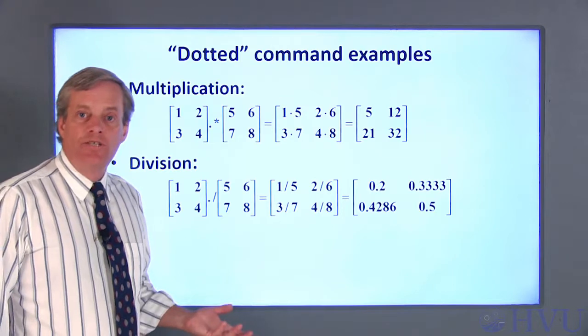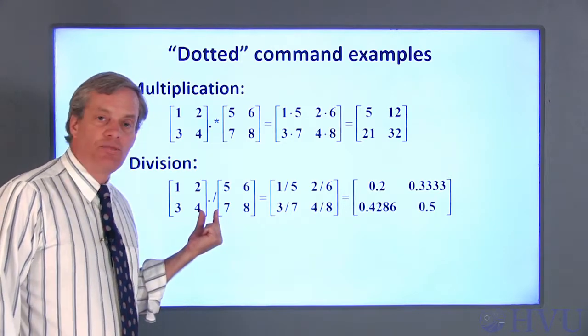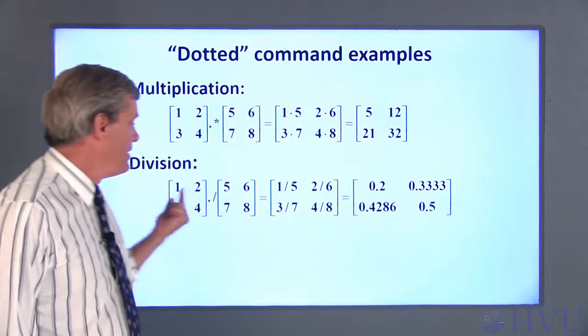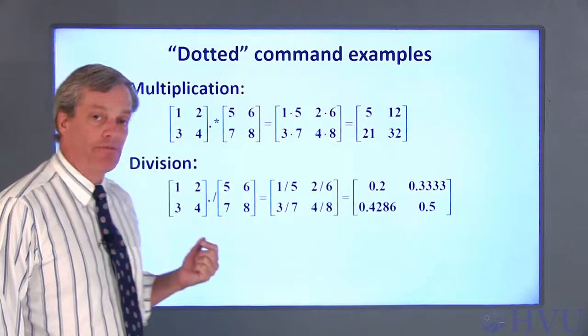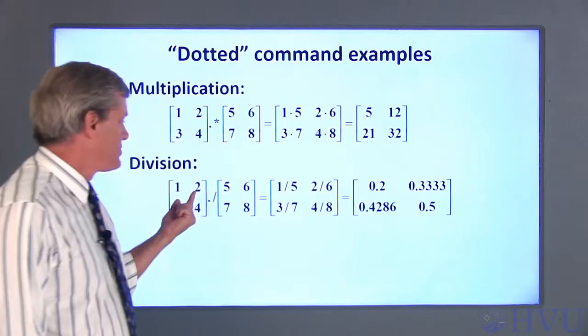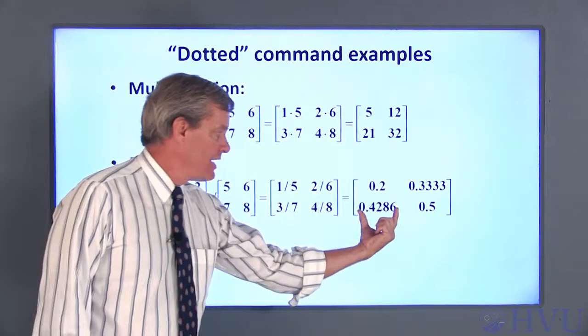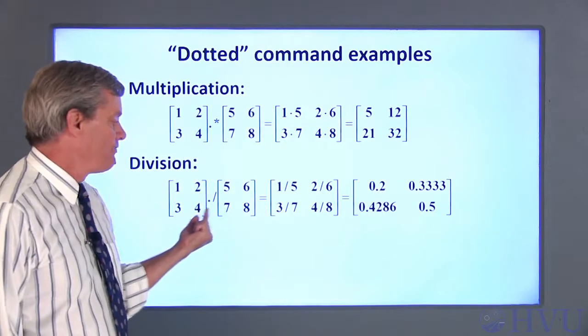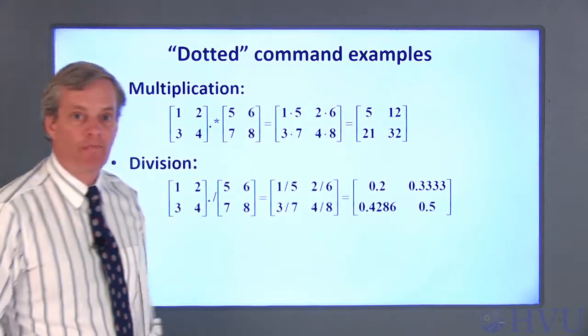Dividing two arrays using dot slash is pretty much the same idea. The element in the first row and first column is 1 divided by 5. This element is 2 divided by 6. Down here is 3 divided by 7. And the final value is 4 divided by 8.